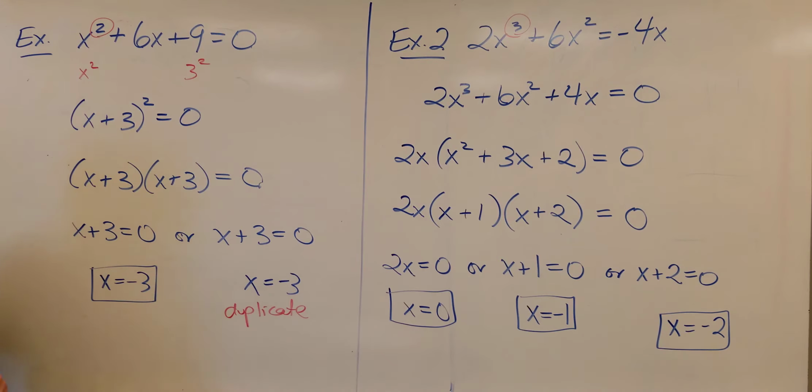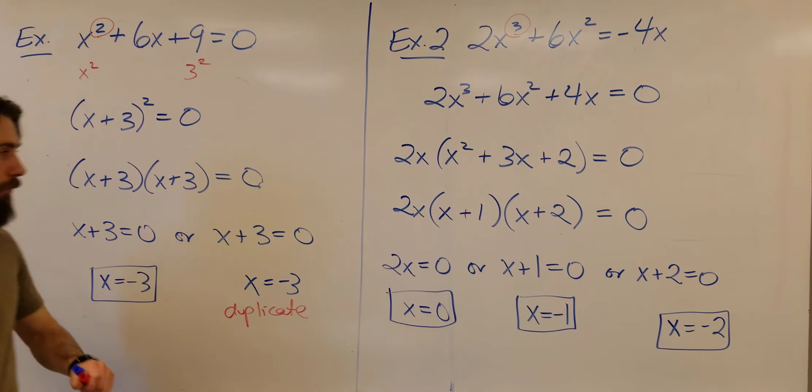And I think it's a good general rule. If you get this scenario where it's this squared factor equals 0, you only need to deal with that equation one time. So each unique factor gets its own equation. All right.